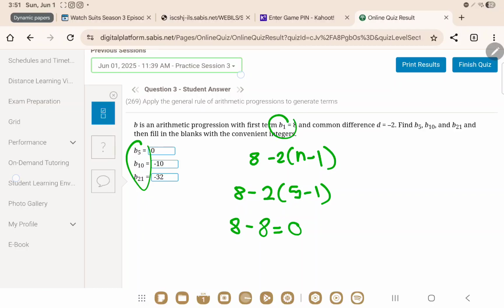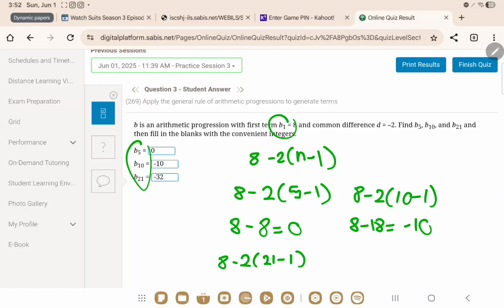Now let's do it for 10. 8 minus 2 into 10 minus 1. So it's 8 minus 18, which equals negative 10. Same thing, let's do it for the last one, the 21st term. 8 minus 2 into 21 minus 1. So negative 40. 8 minus 40 equals negative 32. And those are your three answers. Let's move on to the next question.